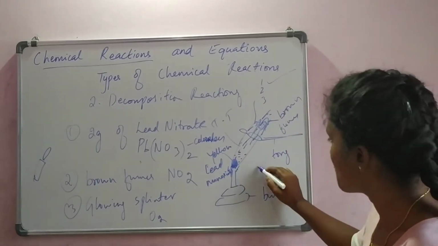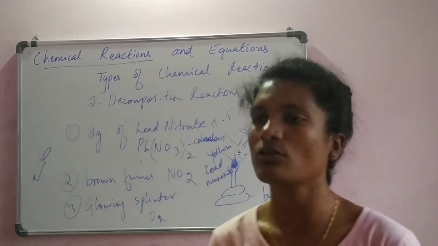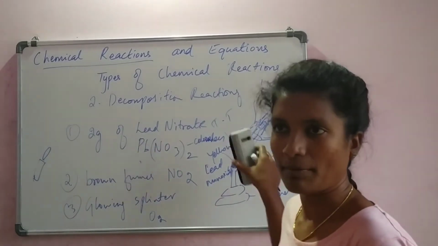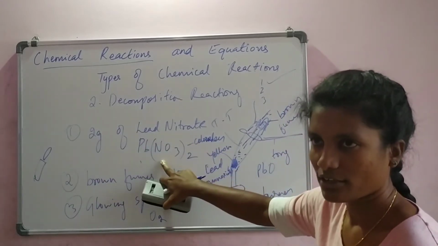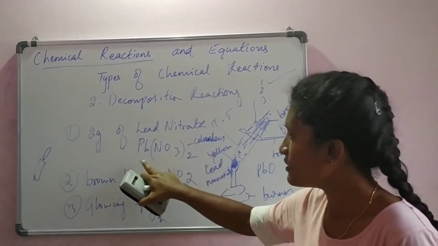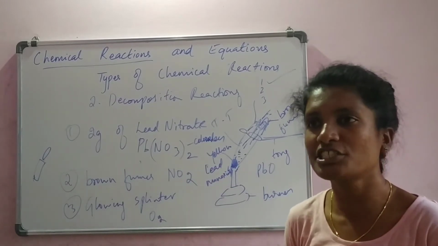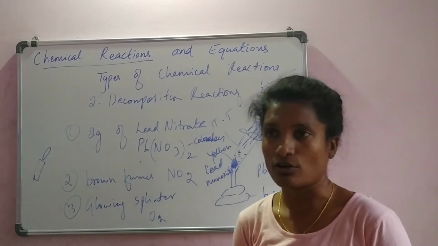Lead monoxide is PbO. Pb, and O is monoxide, only one oxygen. Now shall we write the chemical formulas and a chemical equation? What happened? We took 2 grams of lead nitrate. We burned that. Lead nitrate was a colorless solid. Slowly we observed a brownish fume came outside the test tube, which is nitrogen dioxide.